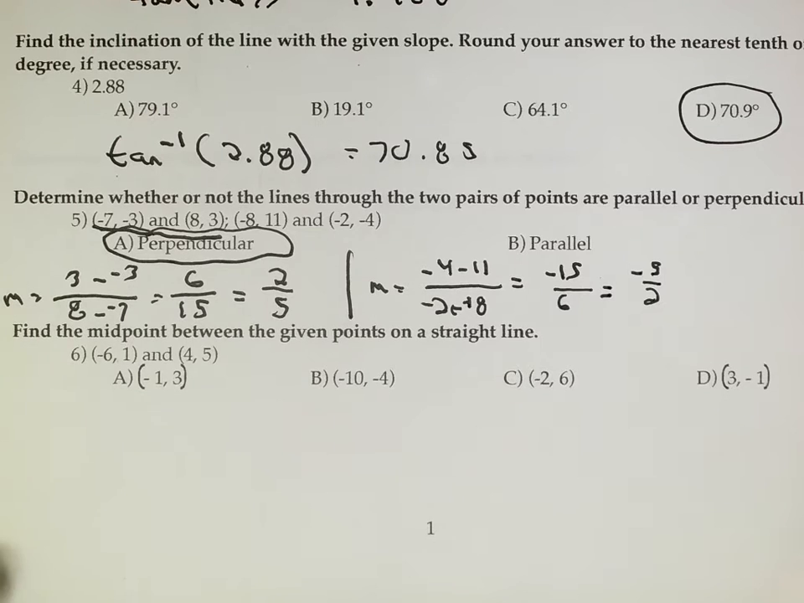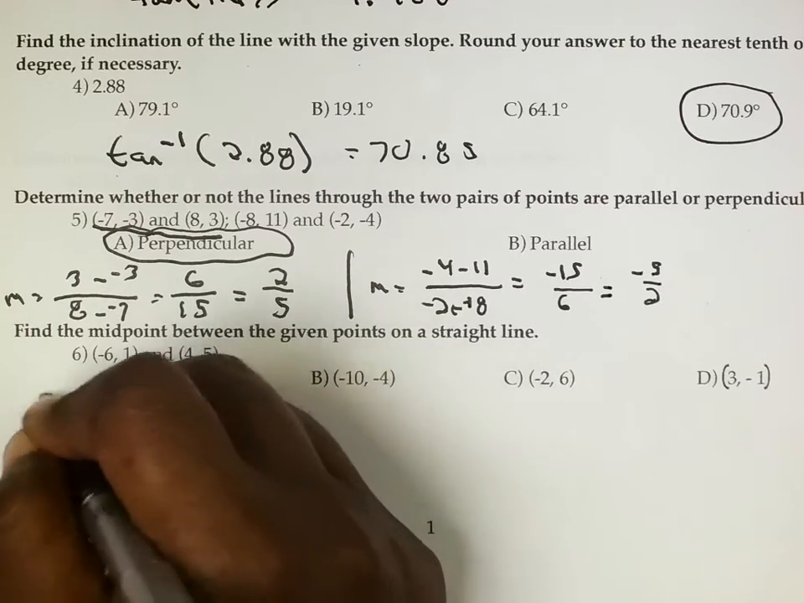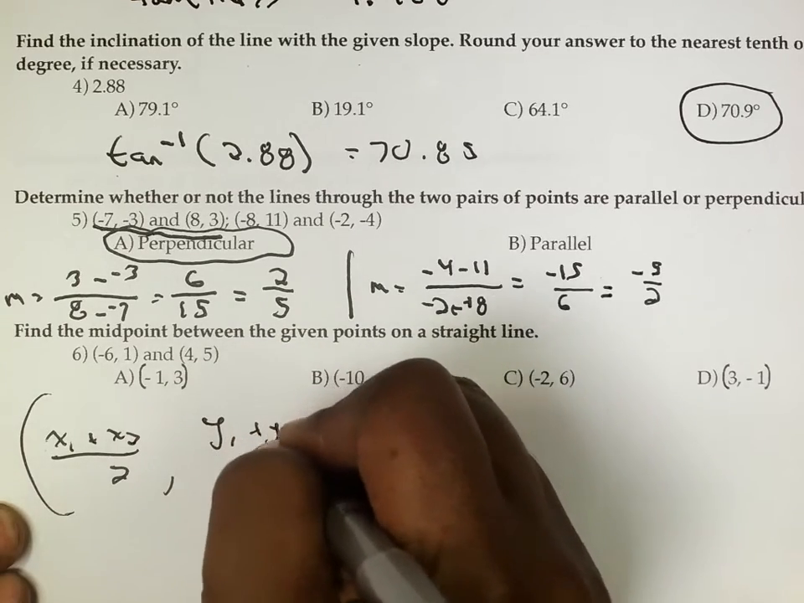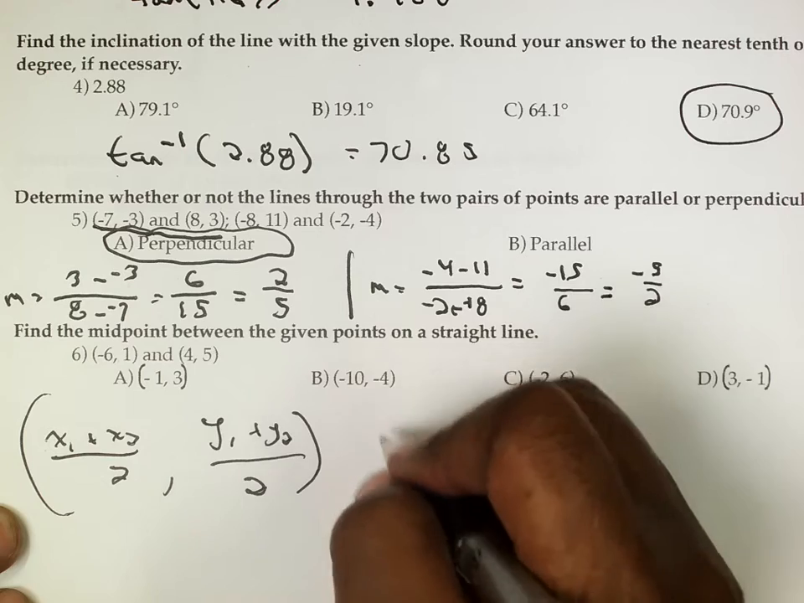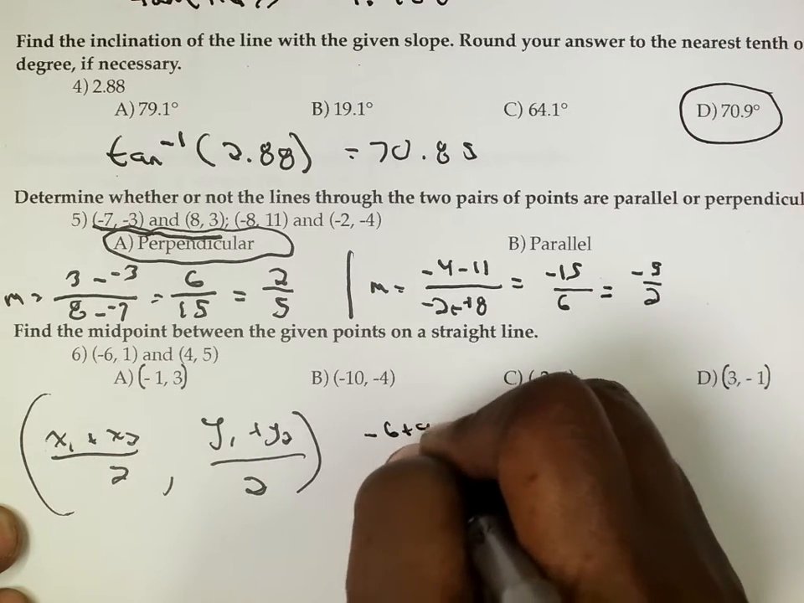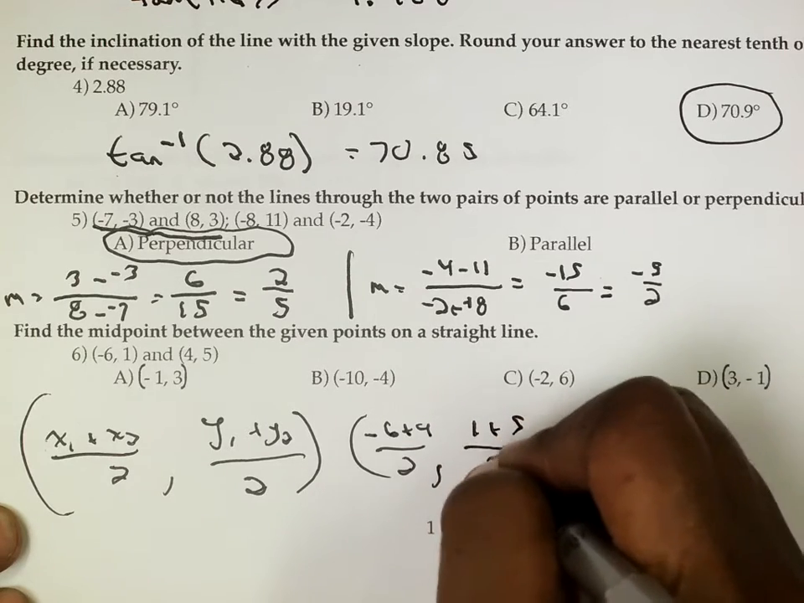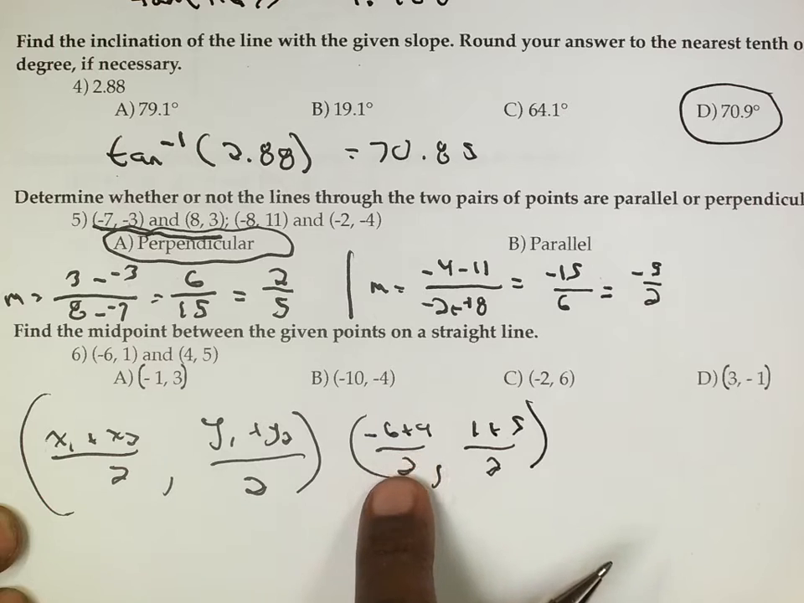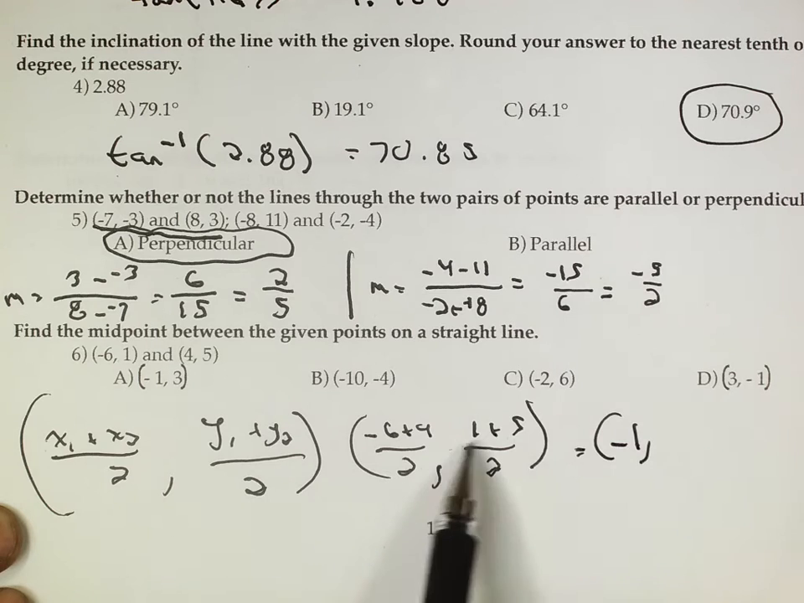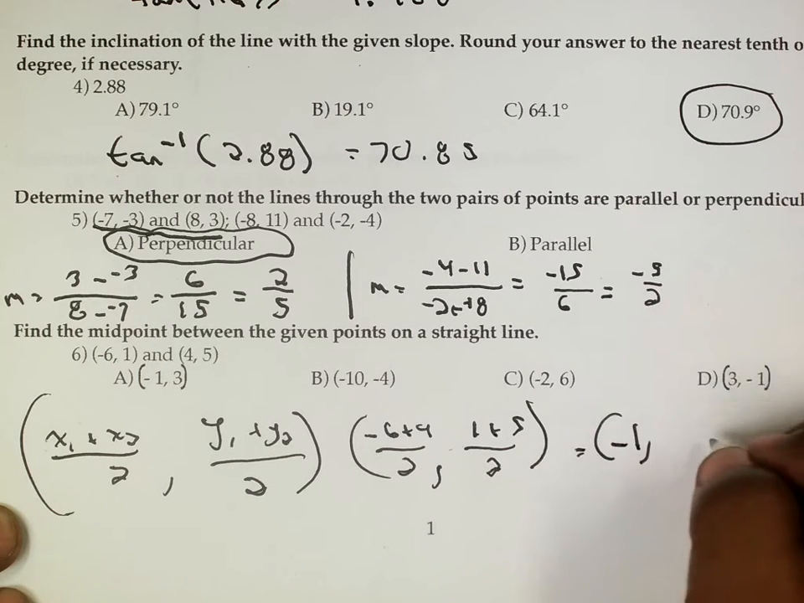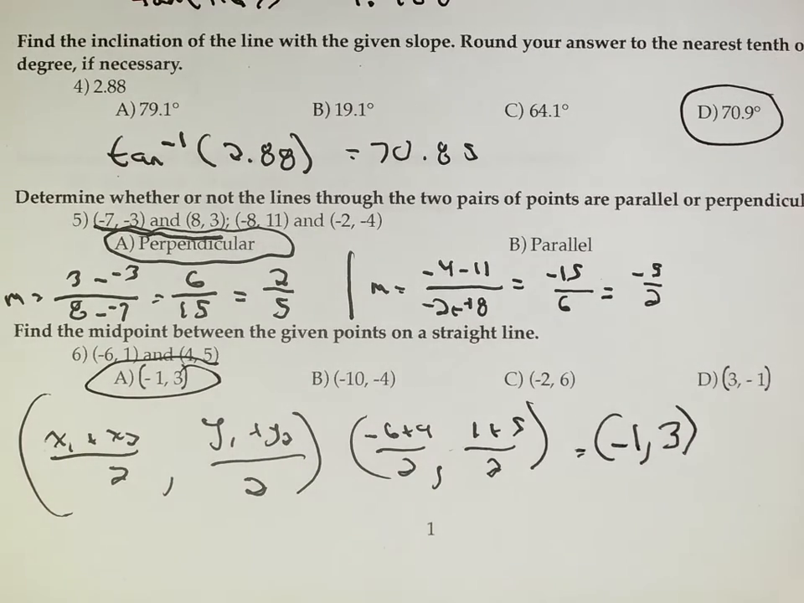Number 6, find the midpoint. So the midpoint is just you add the x coordinates, divide them by 2, and you add the y coordinates and divide it by 2. So I have a negative 6 plus 4 over 2, and 1 plus 5 over 2. Negative 6 plus 4 is negative 2 over 2, which gives me a negative 1. And 1 plus 5 is 6. 6 divided by 2 is 3. So negative 1, 3 is the midpoint.